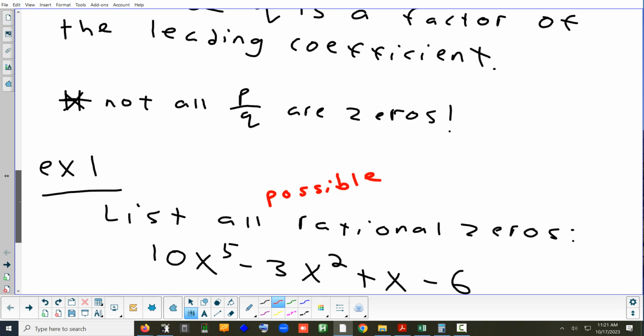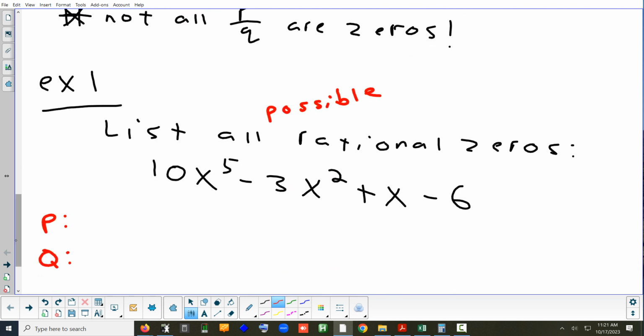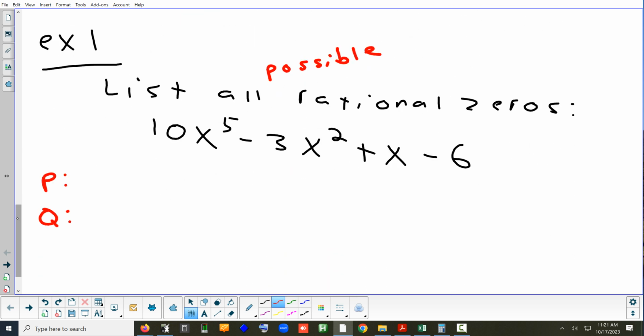Let's go back up. So P are the factors of the constant. What's the constant in this problem? Yep, -6. What are all the numbers that divide into -6? 1, 2, 3, and 6. And then all the negatives. So if this graph is going to cross the x-axis at a fraction, the numerator of that answer has to be one of those numbers.